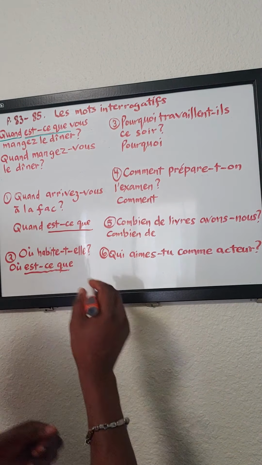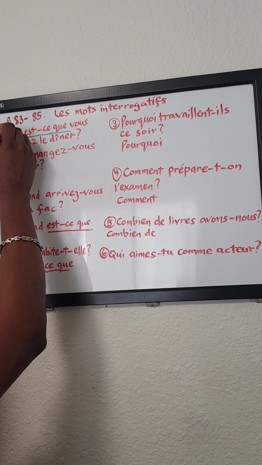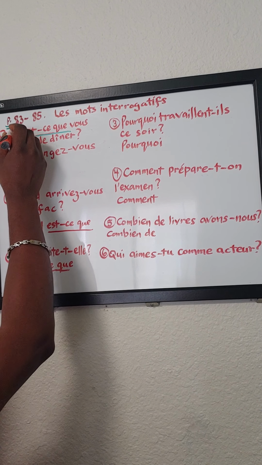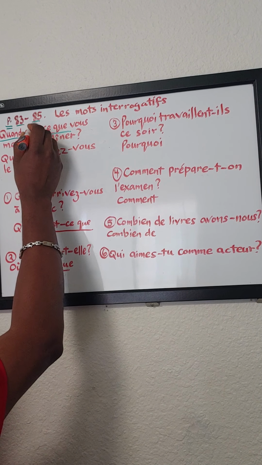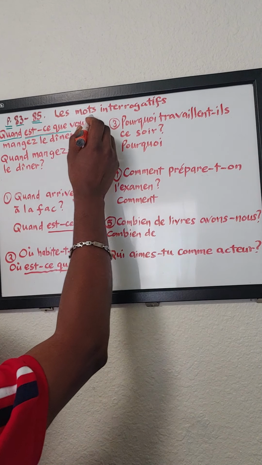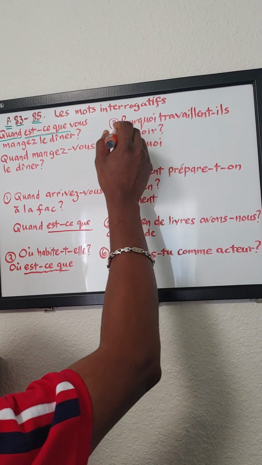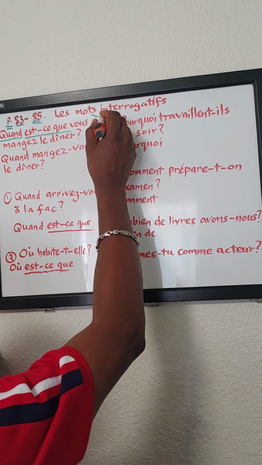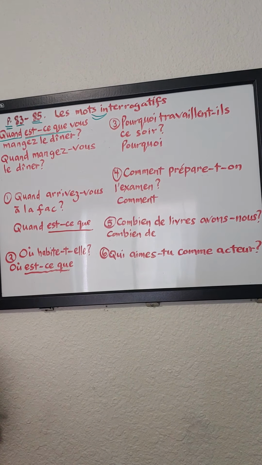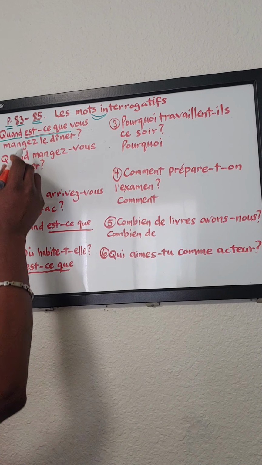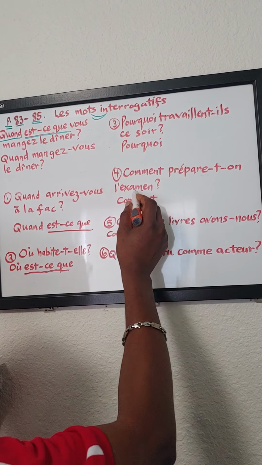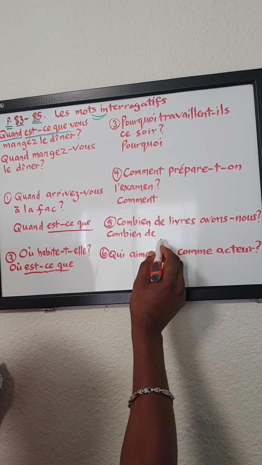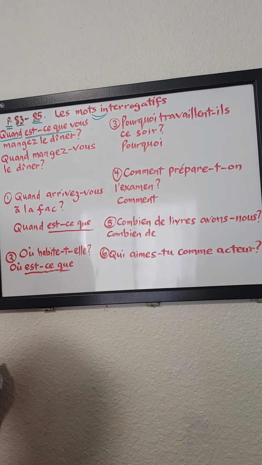Okay. So page 85. Les mots interrogatifs. Interrogative words. Quand, right? Où, pourquoi, comment, combien de, qui.